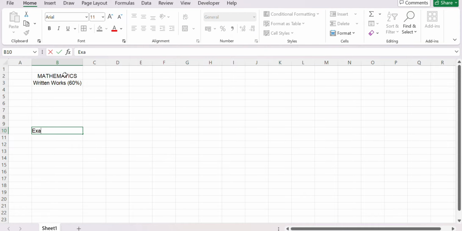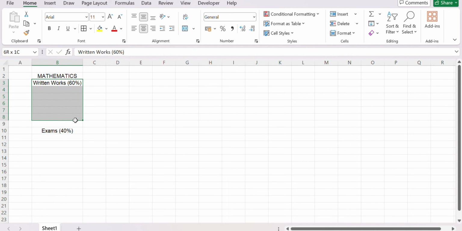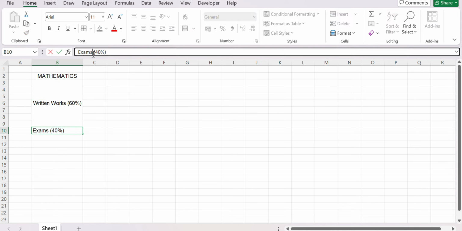So, in my example, I will be using written works and exams, in which written works covers 60% of the total grade and the exam covers 40%. So the customization of the table is totally up to you.